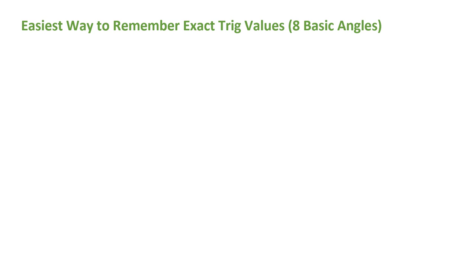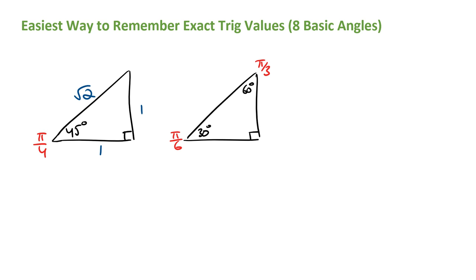Now the first triangle that you need to remember is the 45-degree triangle, or the pi on 4 triangle. And the length of the sides of this triangle is going to be 1, 1, root 2. The second triangle that you need to remember is the 30 and 60 degrees triangle. And in radians, this is going to be pi on 6 and pi on 3. The length of the sides of this triangle is going to be 1, 2, and root 3.